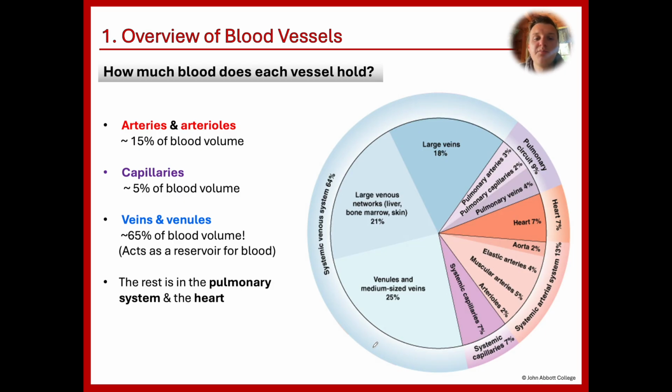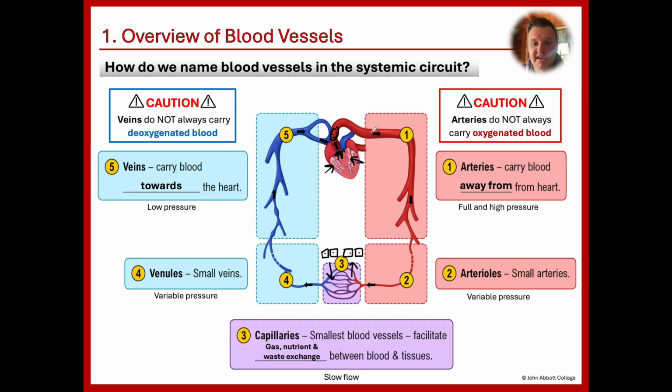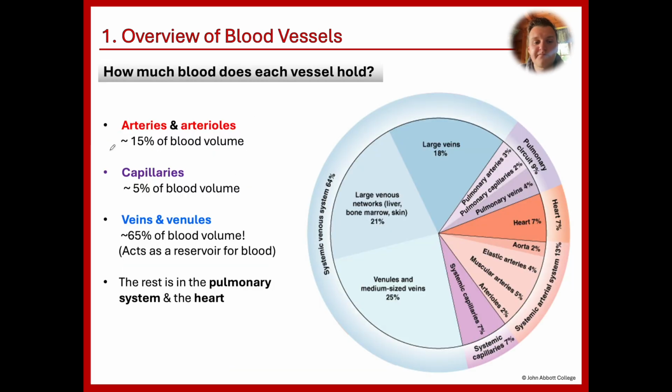So how much blood does each blood vessel hold? The arteries and arterioles hold about 15% of the blood volume. Arteries are big, right? If you look over here, these are big vessels, so they hold a lot of blood. But at the same time, they have a big blood pressure. So they shoot the blood out quickly, and the blood just keeps moving, right? It's going and it's flowing very quickly.